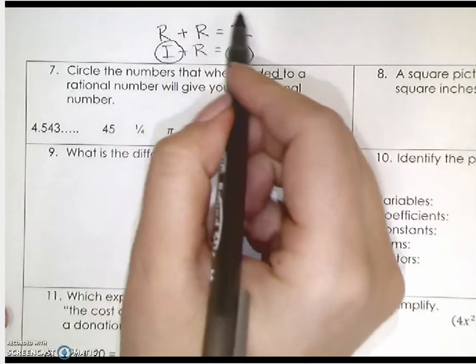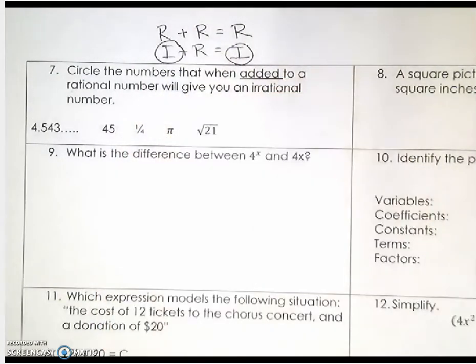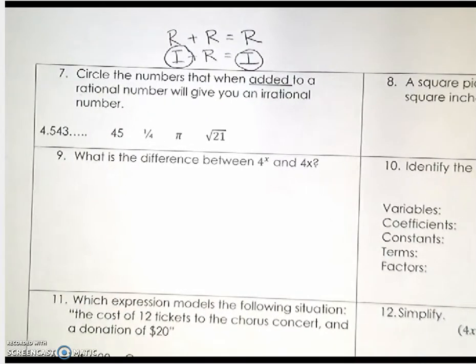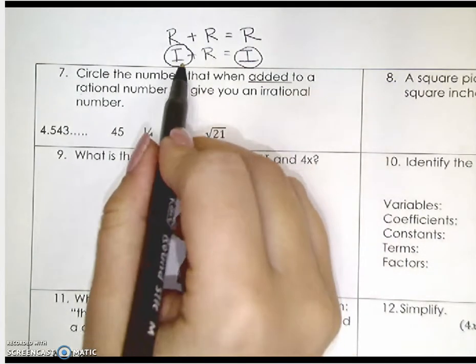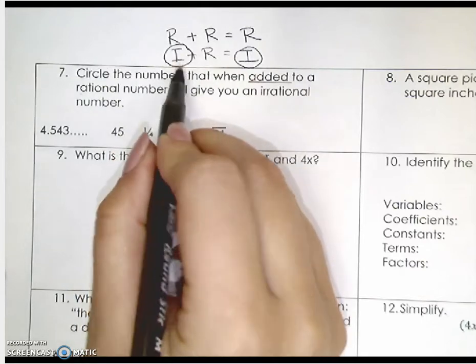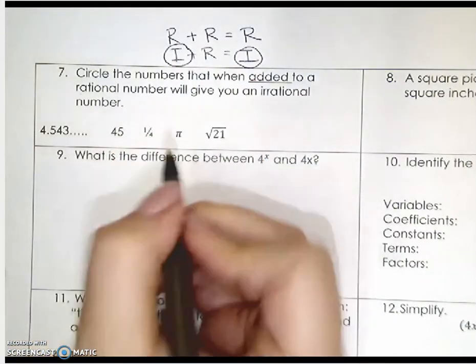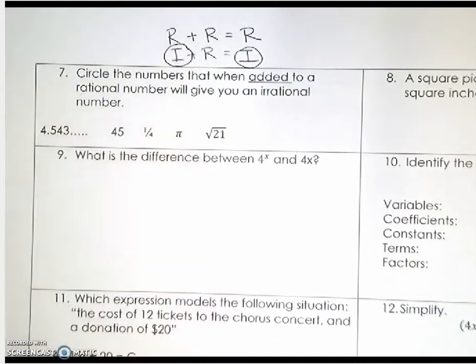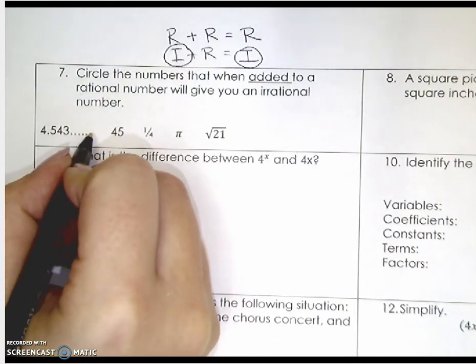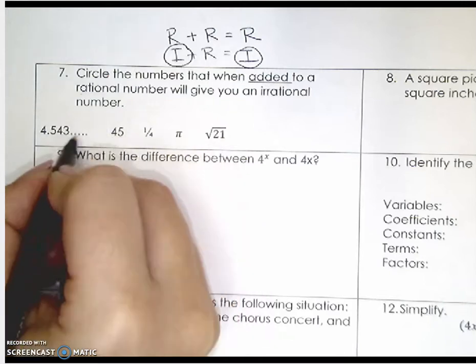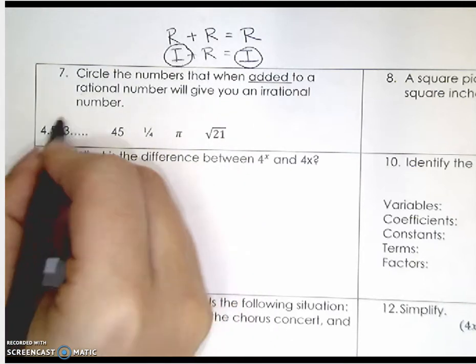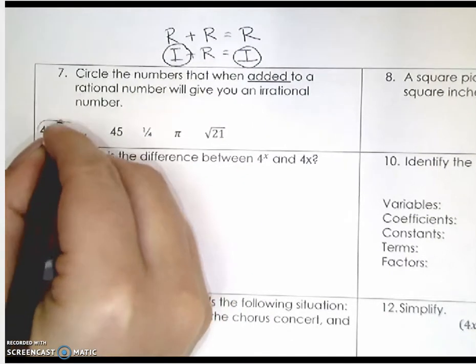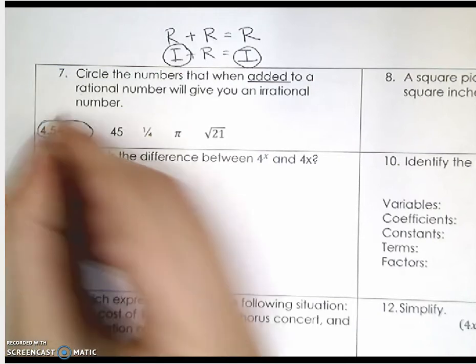This is a quick cheat sheet you might want to write on your paper when you're taking the test so that you could figure out what type of number you're looking for. I'm looking for all of the irrationals. 4.543 and so on, this means that it's going to keep going on and on and on forever. Because it keeps going on forever, it is an irrational number.